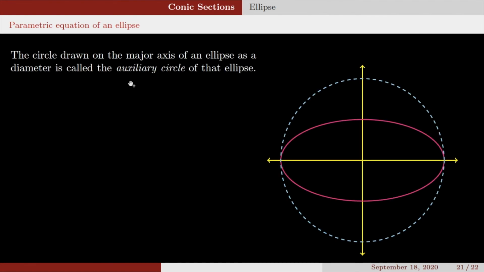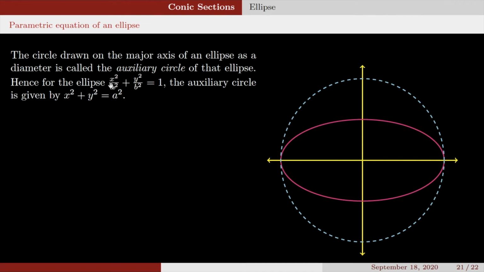Okay, parametric equations of the ellipse. This is easy. The circle drawn on the major axis of an ellipse as a diameter is called the auxiliary circle of that ellipse. So this is your ellipse, this is your major axis, this is your minor axis, and the circle drawn with the major axis as a diameter is called the auxiliary circle. So for the ellipse x square by a square plus y square by b square equal to 1, the auxiliary circle is given by x square plus y square equal to a square, because a is the radius of the auxiliary circle. Let P be an arbitrary point on the ellipse.